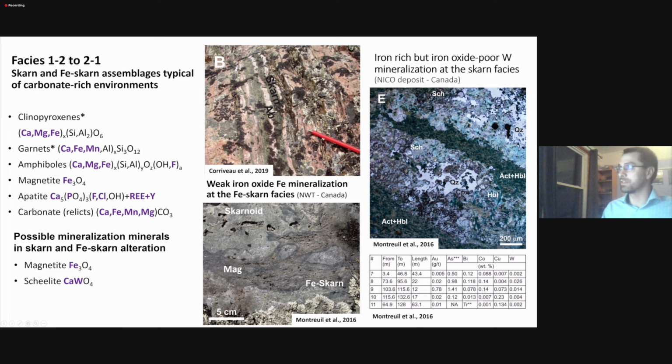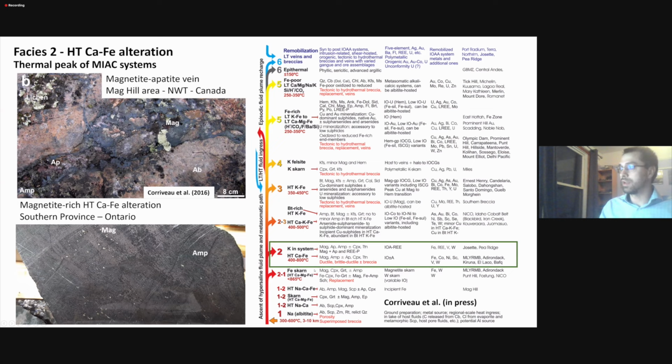As the system keeps evolving, this is when it's going to reach close to its thermal peak. So the high temperature calcic iron alteration facies and the iron skarn in certain contexts are going to be where these metasomatic systems are reaching their highest temperature. And in this case, it's going to be characterized by extensive zones of calcium iron alteration, where the main minerals are going to be amphibole and magnetite, and in certain cases, magnetite with apatite and amphibole.